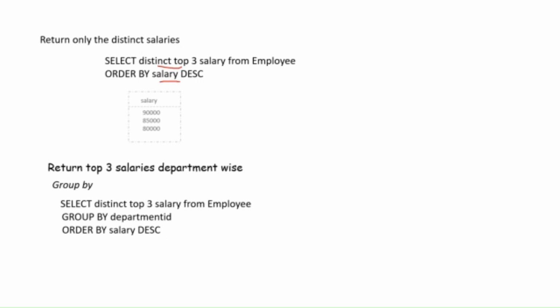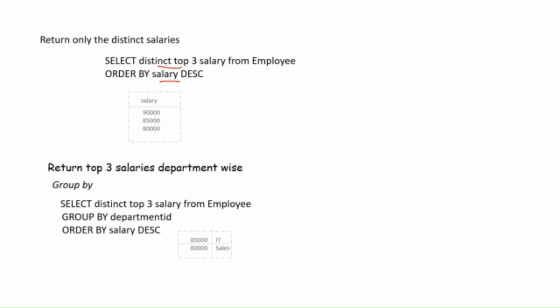So this time it's fine, but we are still missing out on something. We have to find the top 3 salaries department wise. Now remember, whenever we need to group all rows with the same column value, we use a keyword like group by. So let's try using group by here. Select distinct top 3 salary from employee, group by department ID, order by salary descending.